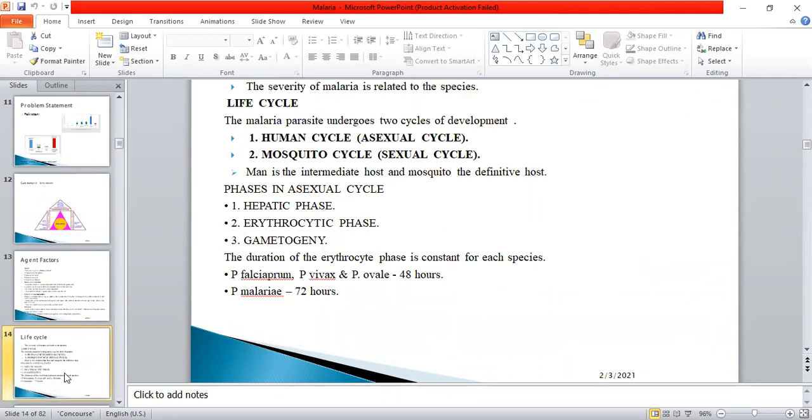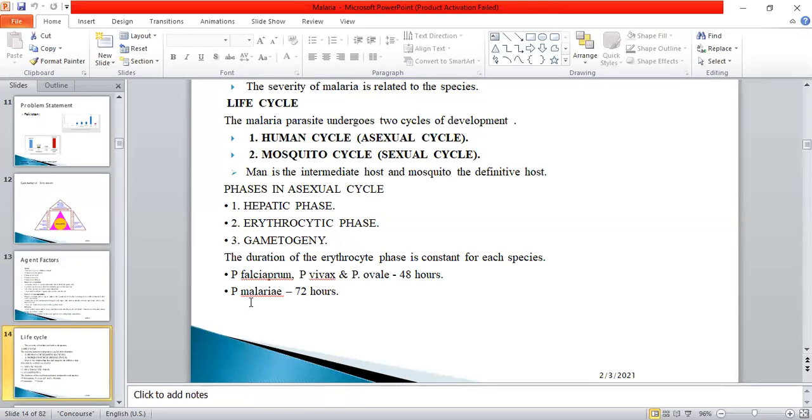If we see the life cycle, the malaria parasite undergoes two cycles of development. One is the human cycle, which is also known as asexual cycle or exogenous cycle, and it is also called schizogony. And the other cycle is the mosquito cycle, which is known as sexual cycle or sporogony cycle. In this, man is the intermediate host, and mosquito is the definitive host.